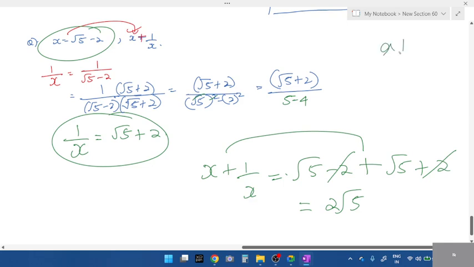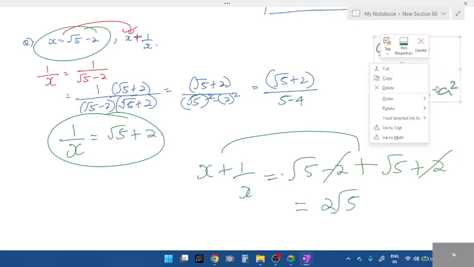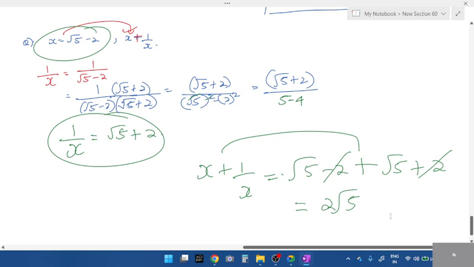What is a plus a? When you add it, it becomes 2a. But what is a into a? A square. So any root value is given. Remember like this. It is similar to variable. So you get 2 root 5 as the answer. Now you can complete it.